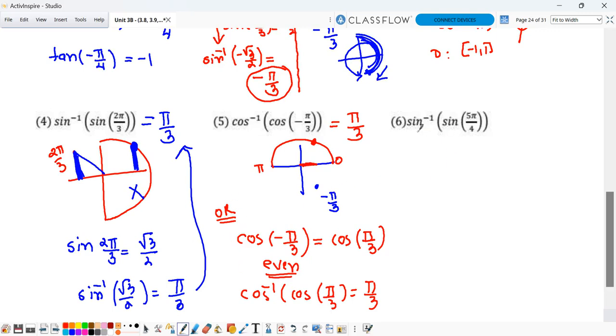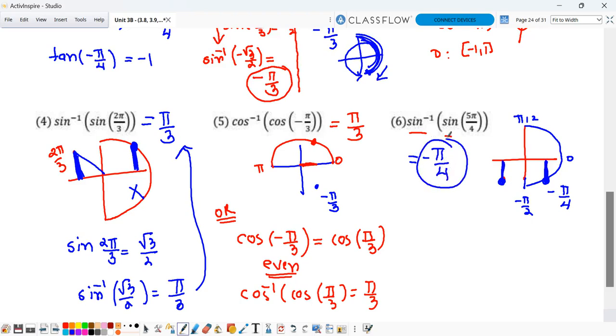Now, this one. Sine of 5 pi over 4. 5 pi over 4 is here. Sine is negative. Sine inverse is this half of the circle. Where is sine negative? Is this. What's that angle? Negative pi over 4. So this answer is negative pi over 4, not 5 pi over 4.